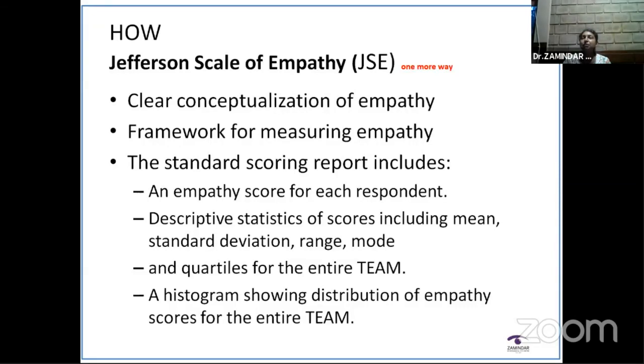This is called the Jefferson Scale of Empathy, which was formulated at Thomas Jefferson University from the Kimmel Medical College. It is a questionnaire which will be handed out. Initially, it was done to evaluate the empathy scale in medical students. Later on, it was extrapolated to physicians and other healthcare providers. There's a clear conceptualization of empathy. Here each respondent is given a score. It can be plotted on a histogram. A lot of statistics can be derived, including the mean, standard deviation, range, and more. And different quartiles can be calculated for the team.